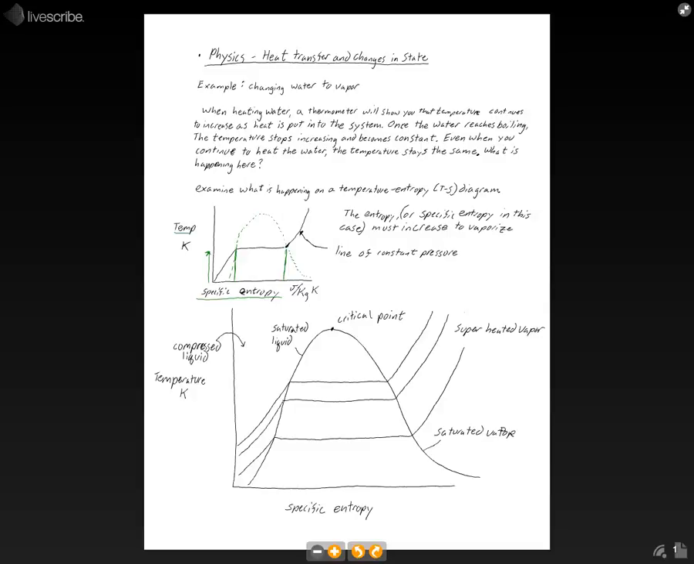So this is actually a little bit easier to see on this chart down below here. So what happens is we have these lines here that are going across, and these lines are basically constant pressure lines.